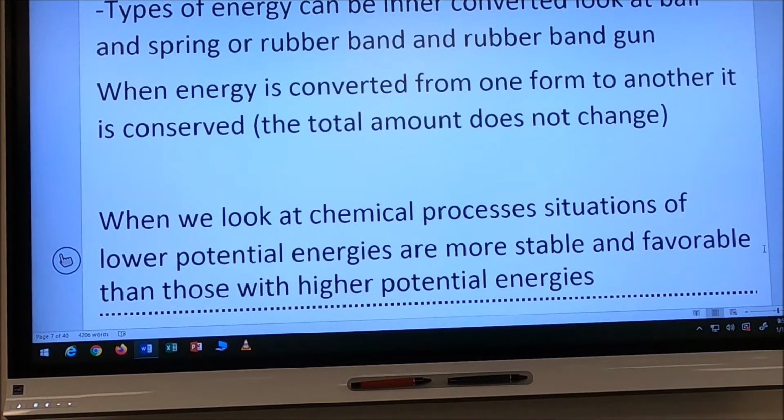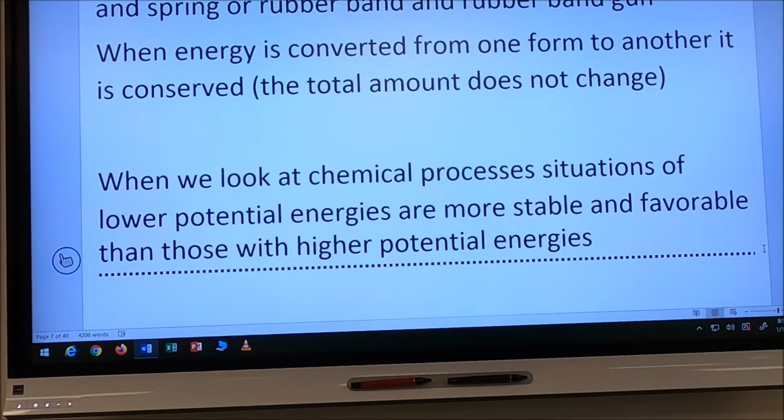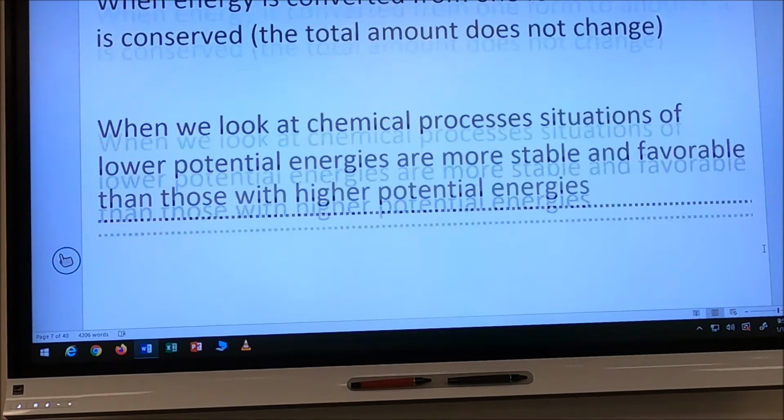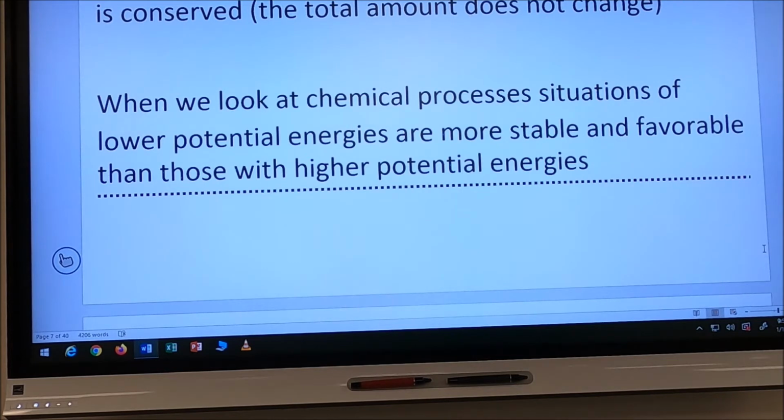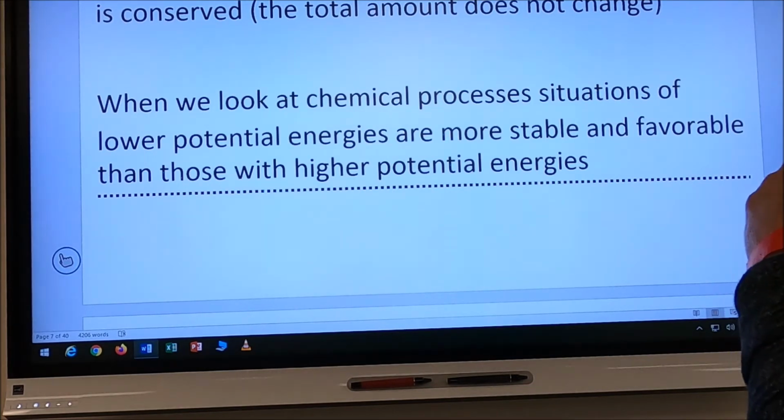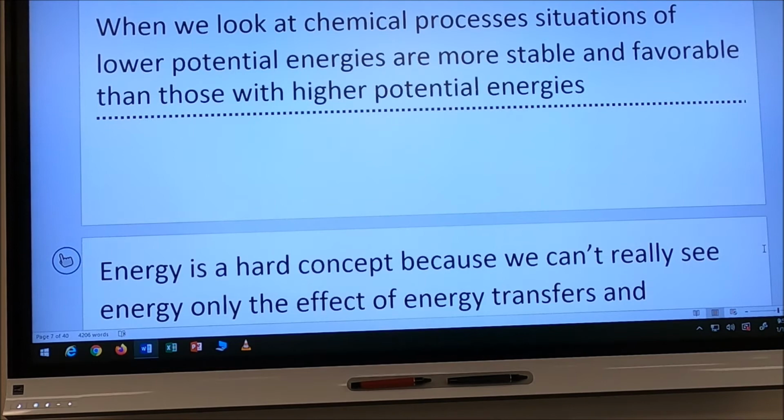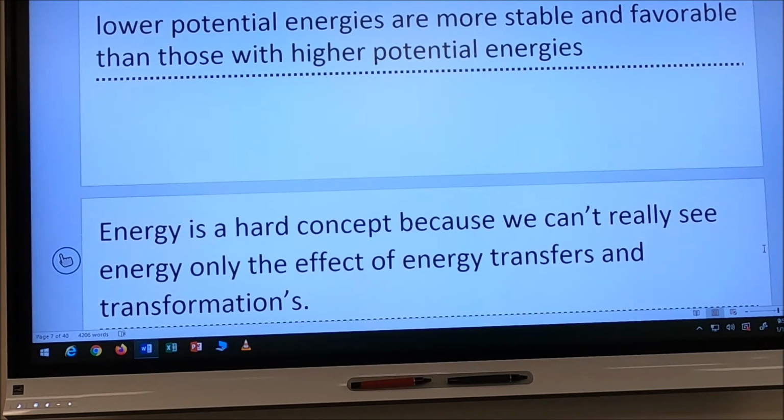Okay? When we're looking at chemical processes, situations where we have lower potential energies are more stable and favorable than those with higher potential energies. So when we think about things happening, okay, if they're going to happen kind of on their own, spontaneously, we're looking at processes always moving from higher potential energy to lower potential energy. We can force things to go the other way, from lower potential energy to higher potential energy. But nature has a tendency to want to move toward lower potential energy.